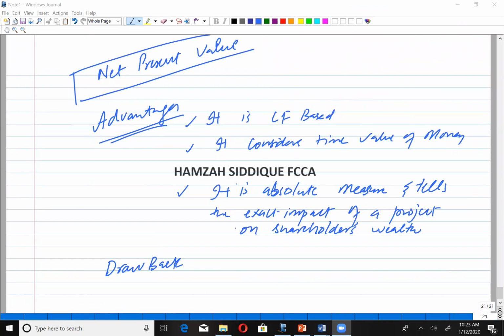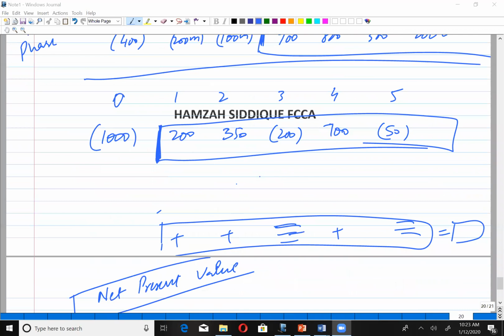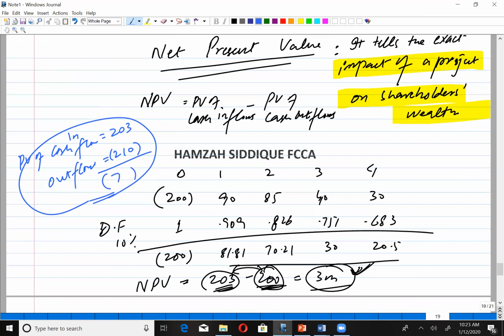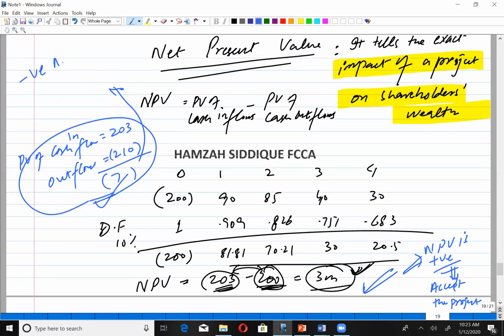So students, next is drawback. So absolute measure, it is telling what exact impact, just like we discussed over here, that wealth will increase by 3 million. That's why we say that when NPV is positive, we can accept the project because wealth is increasing. And when NPV is negative, we say reject the project because wealth will decrease.